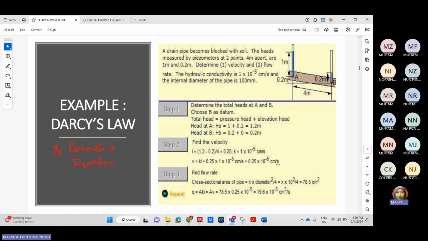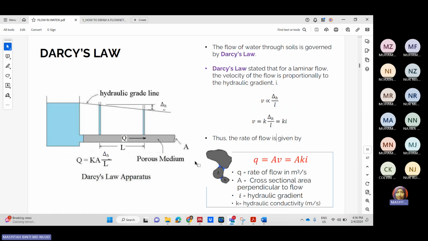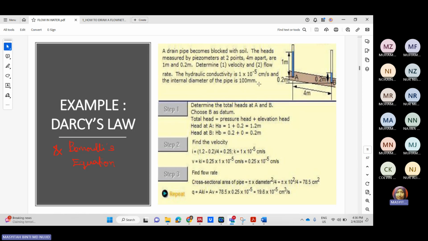How to find the flow rate? Flow rate pun straightforward question, straightforward answer. Substitute balik dalam formula. Flow rate sama dengan A times V. V tadi dah dapat, cross-sectional area dah tahu sebab diameter 100. So you convert 100 millimeter ni kepada unit sentimeter. So you pakailah, sebabkan dia pipe, apa dia formula untuk cross-sectional area for pipe?